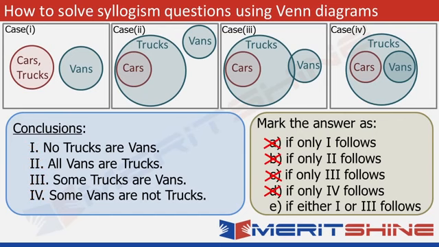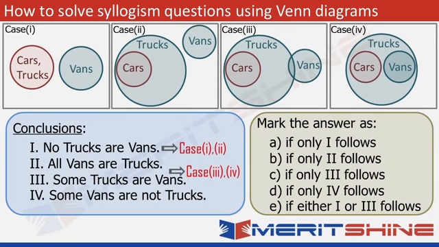But let's try and understand what it says. We have been asked to mark E as the answer if either conclusion 1 or conclusion 3 follows. Now understand this very carefully. Look at conclusion 1 once again. It says no trucks are vans. We can see that this is the situation in case 1 and case 2. And if we look at conclusion 3, it says some trucks are vans. So this is valid in case 3 and case 4.